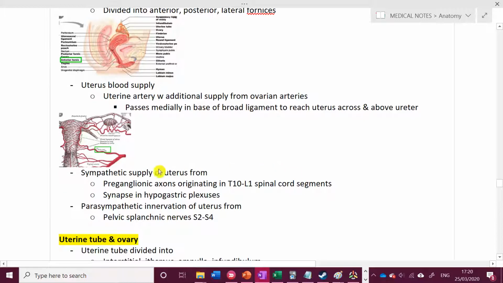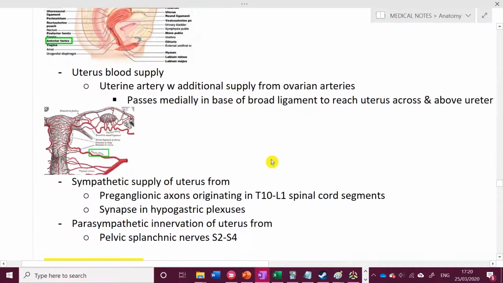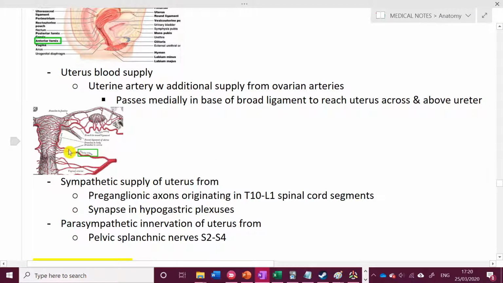The uterus is supplied, unsurprisingly, by the uterine artery with additional supply from the ovarian artery. So uterine artery and ovarian artery here passing to supply the uterus. It passes immediately in the base of the broad ligament to reach the uterus across and above the ureter.